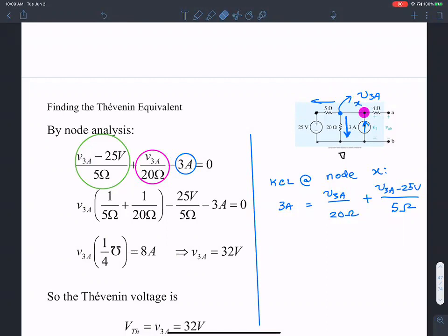Sum of the current leaving is that guy. Sum of the current entering is that guy. So the rest is all algebraic manipulation to give us V3 amperes to be 32 volts. Does that make sense? Yes. Like, why is it minus 25?